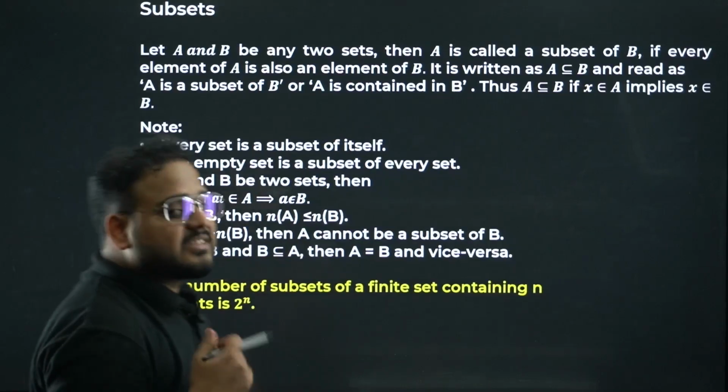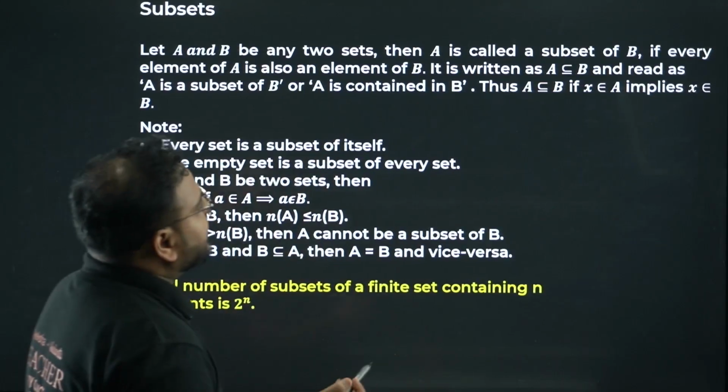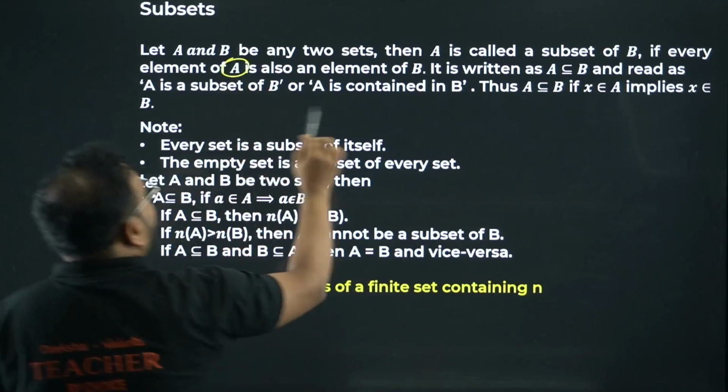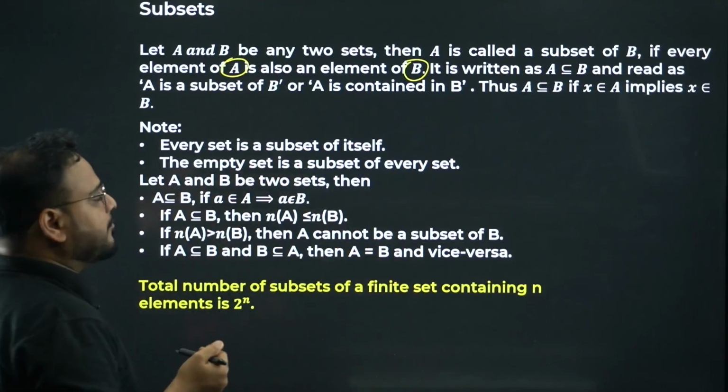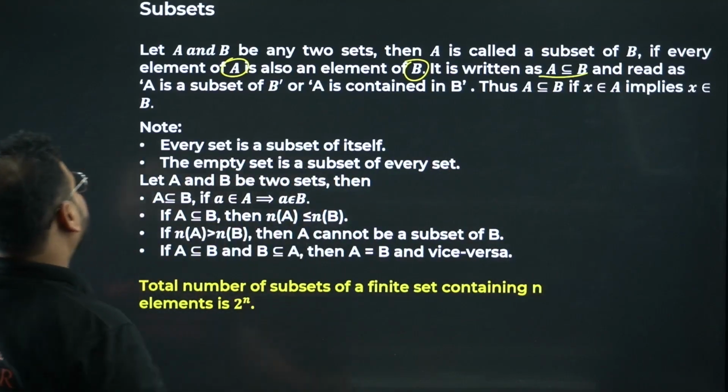Subsets, now we're talking about set theory. Please check what subsets are. A and B are any two sets. Then A is called a subset of B if every element of A is also an element of B. And we represent it like this: A is a subset of B, read as A is a subset of B.